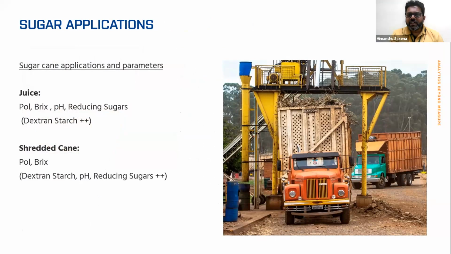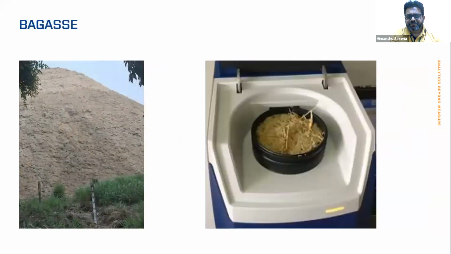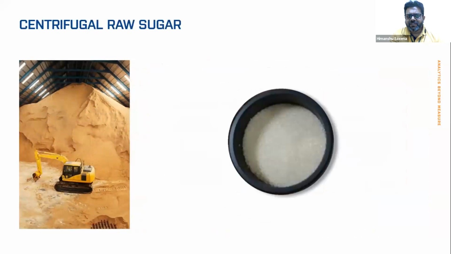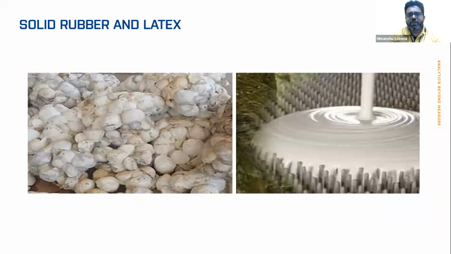Talking about sugar, it's a very complex industry, because you have a lot of different types of intermediaries and byproducts. But we have developed solutions for all, and this is another application where NIR is widely used globally. So be it juice or shredded cane or the bagasse, the syrup, the molasses, the raw sugar, everything can be tested, and there are models available to offer on NIR.